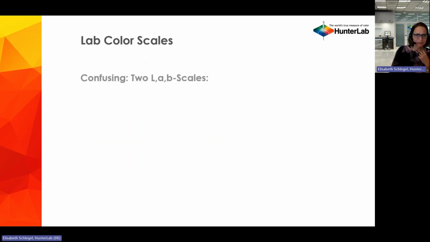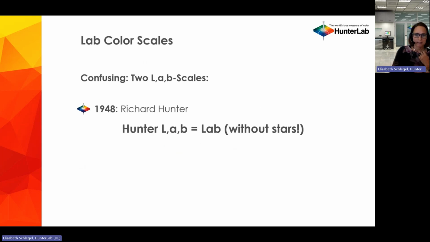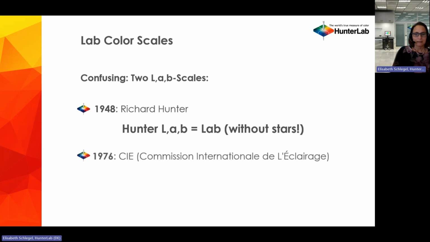And now, as I told you, we have 2 scales. We have the HunterLab scale. Actually, Hunter was the first one to form this transition from XYZ to LAB. And this is used as LAB without stars. That's the HunterLab scale, and he invented it about 1948 already. Later on, the Commission Internationale d'Éclairage revised the scale in 1976 and defined the L star, A star, B star scale, which is also called the CIELAB scale.